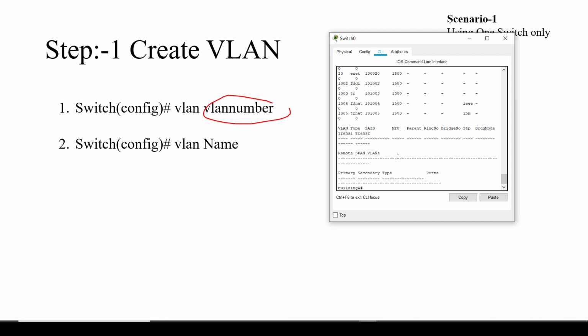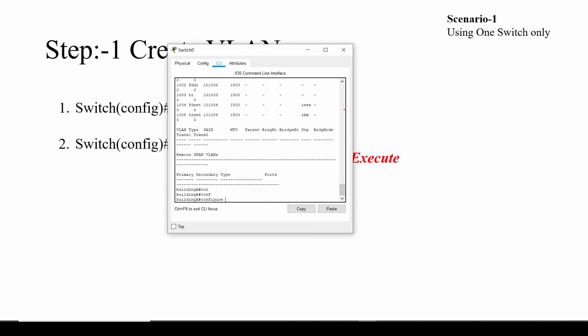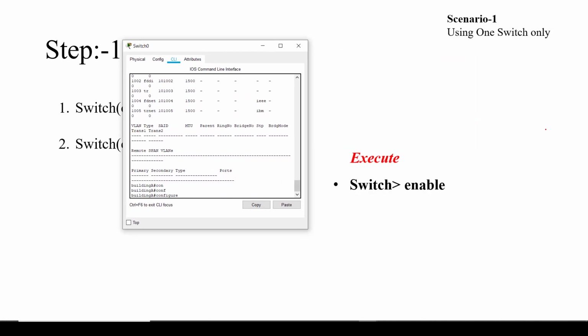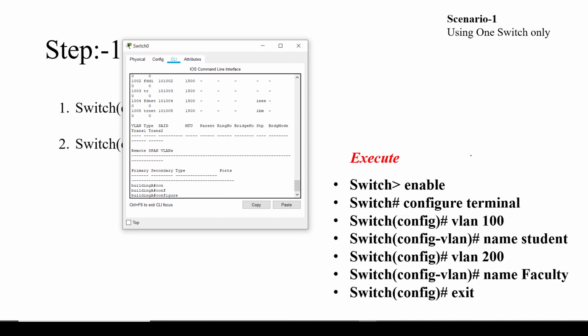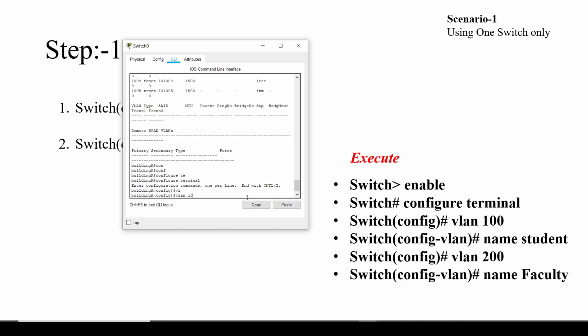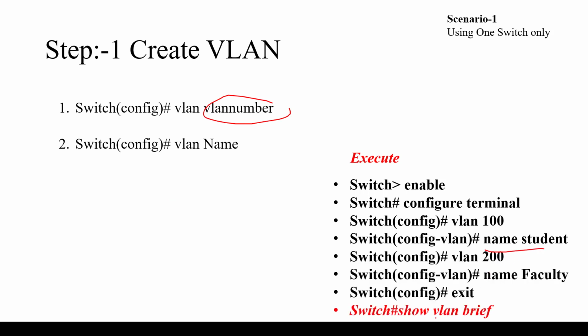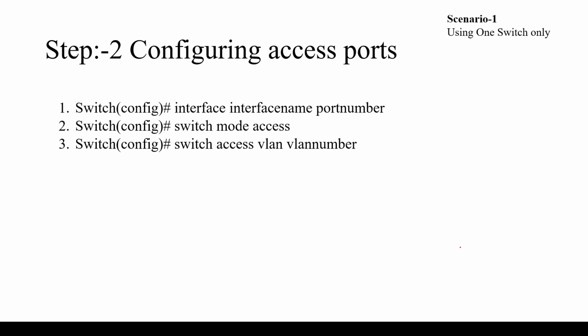Go back to configuration mode, then execute these commands one by one. We have already done this. Configure terminal first, so now we are in configuration mode. Now VLAN 10 name student, which we have already done, and VLAN 20 for faculty. Exit. Even if you want to show more detail about VLAN, you can type this command as well: show VLAN brief. Okay, clear?